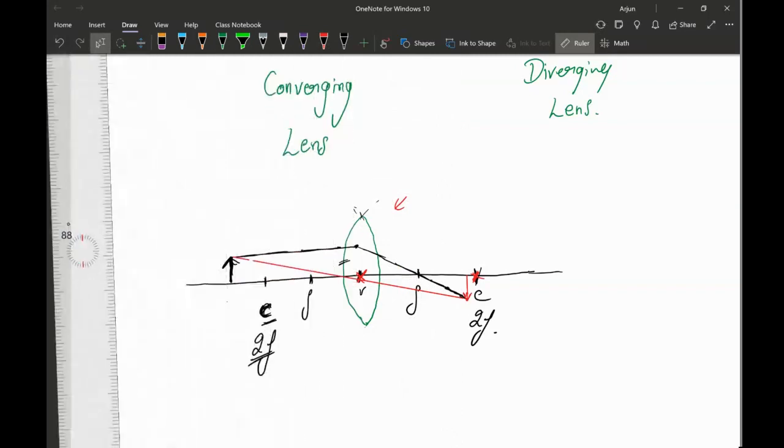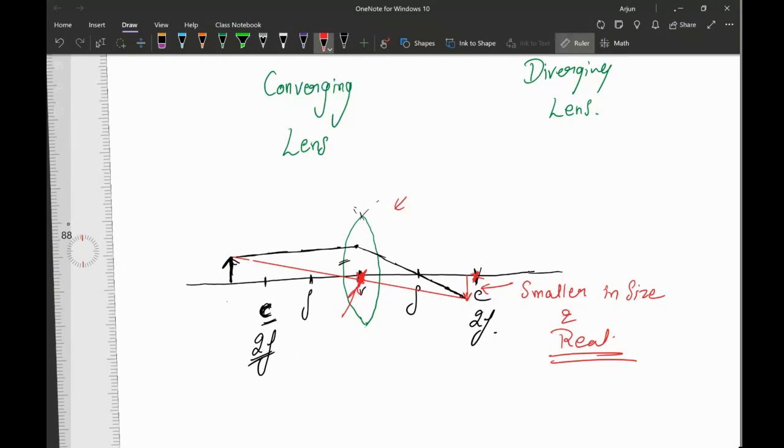And this image will always be smaller in size, and real image formation. Again, here I missed the vertex, but always pass it through the vertex point.